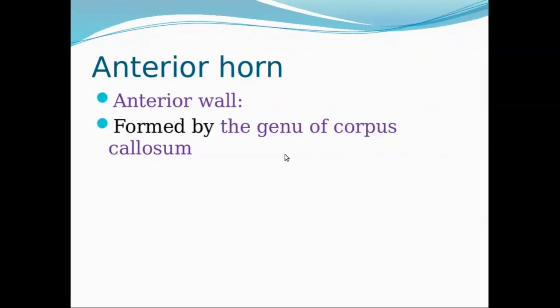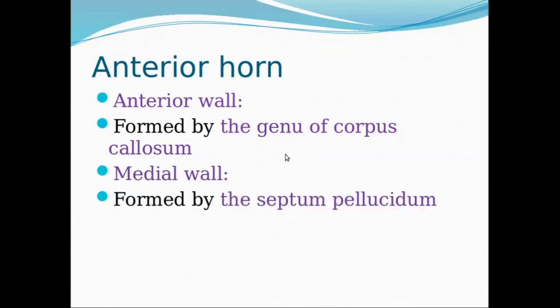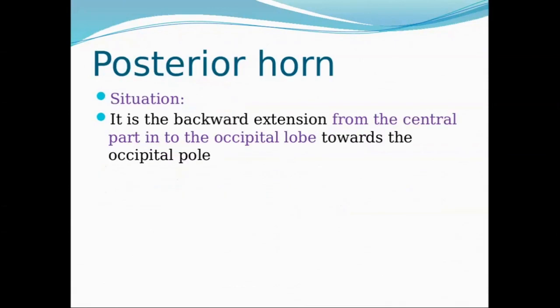Anterior wall formed by the genu of corpus callosum. Medial wall formed by the septum pellucidum. So we have completed the anterior horn. Now we will see the posterior horn. Posterior horn is the backward extension from the central part into the occipital lobe towards the occipital pole.